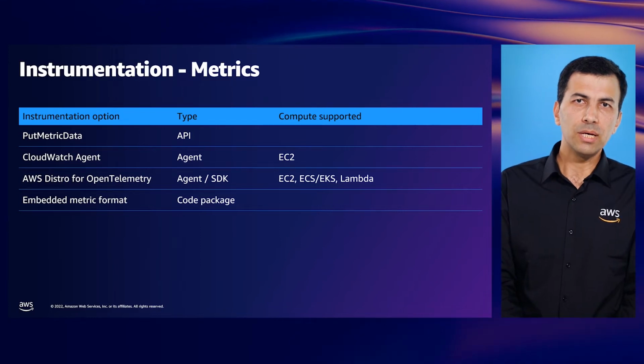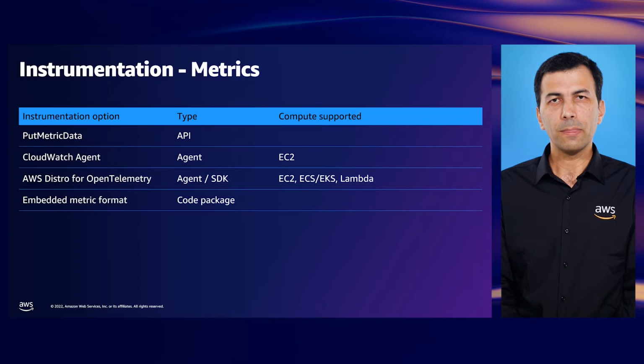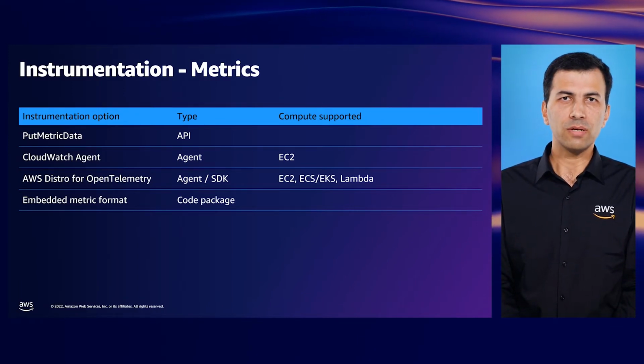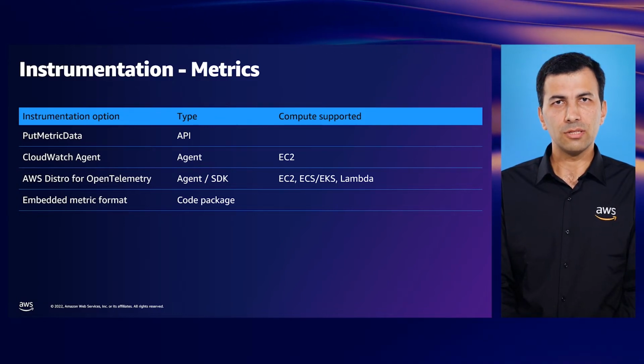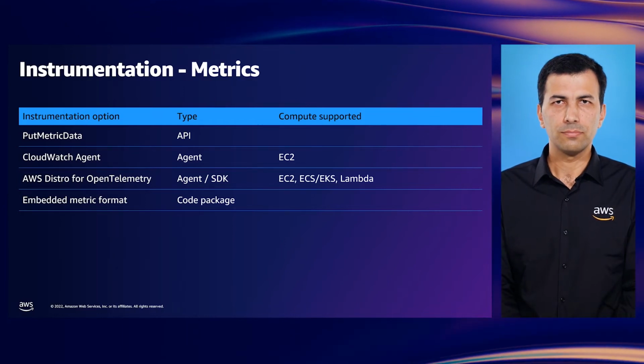The last option is embedded metric format, which is an approach of sending your metric data in the form of structured log events. CloudWatch picks up the log event as a metric because it arrives in the embedded metric format. This is a great approach for product-level metrics.